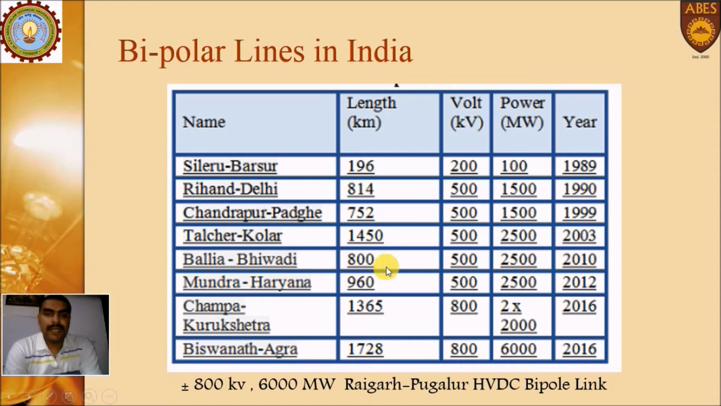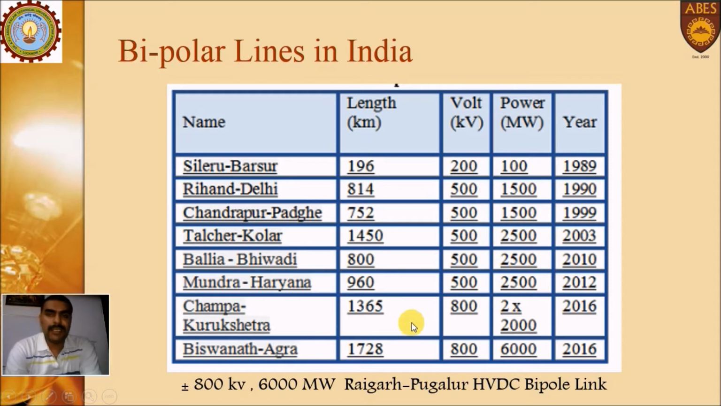Then Balia Bhiwadi was established in 2010 with a power carrying capacity of 2500 megawatt and its length is 800 kilometers. These are operating at a voltage of 500 kilovolt. Then Mundra Haryana was installed in 2012. Then in 2016, the Champa Kurukshetra line was established.